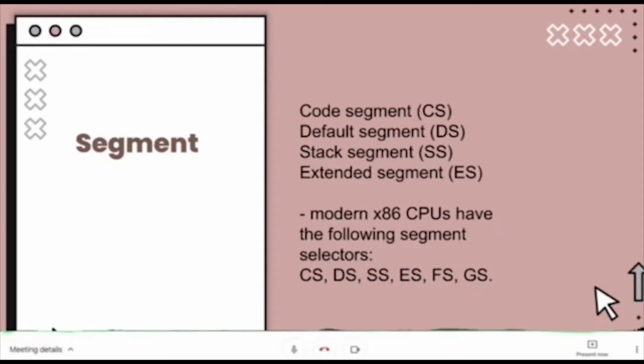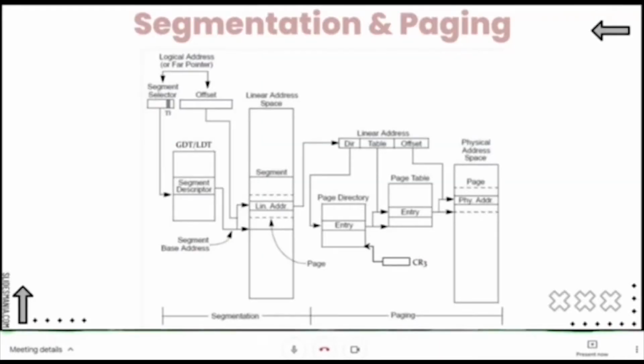In the end, modern x86 CPUs have the following segment selectors: CS, DS, SS, ES, FS, and GS. Each segment descriptor is itself stored somewhere in memory along with all the other segment descriptors. For instance, when an address is being fetched, it will go into the segment selector. Then, the segment descriptor will store the memory.